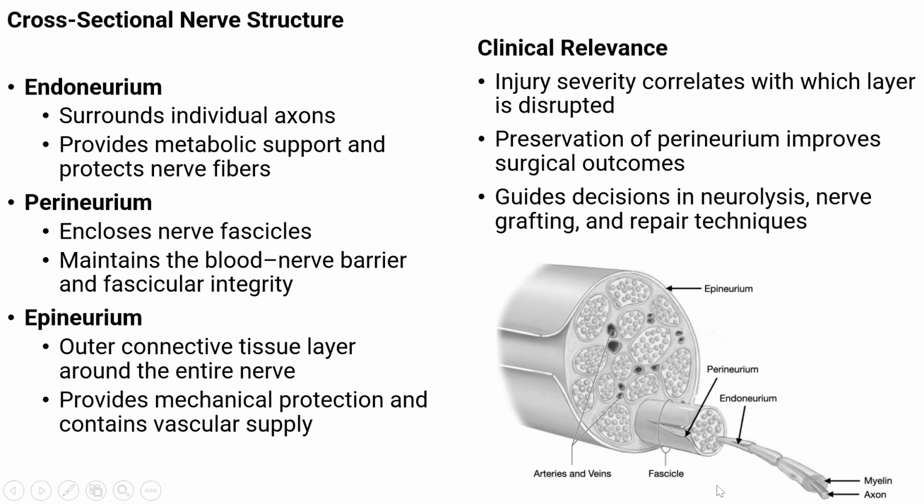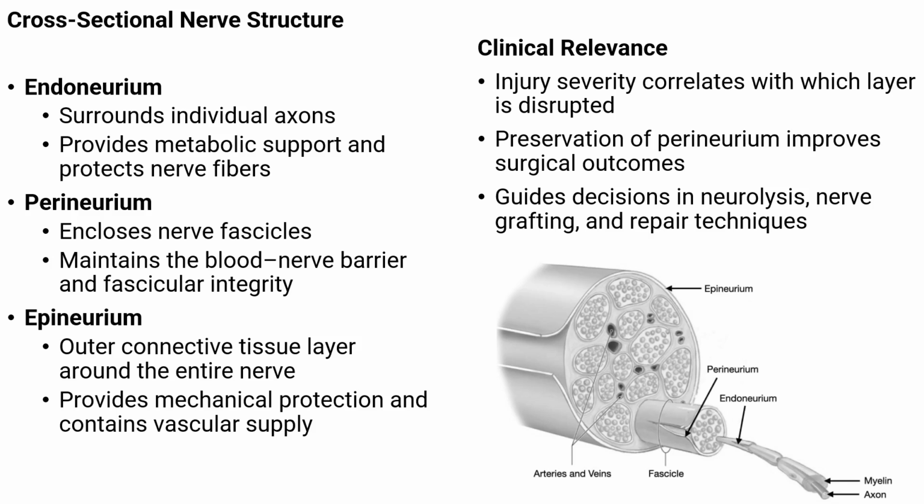From a clinical perspective, the extent of nerve injury depends on which of these layers is disrupted. Preserving the fascicular covering is especially important, as it is associated with better surgical outcomes. Understanding this layered anatomy directly informs operative decisions, including whether neurolysis is sufficient or whether nerve grafting and more complex repair techniques are required.